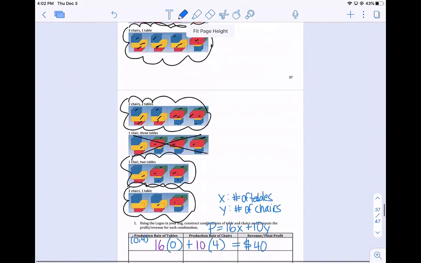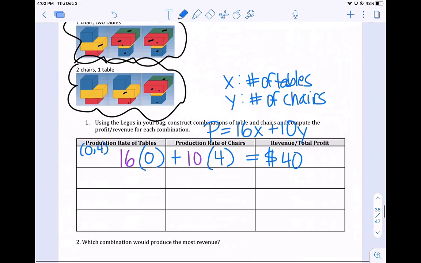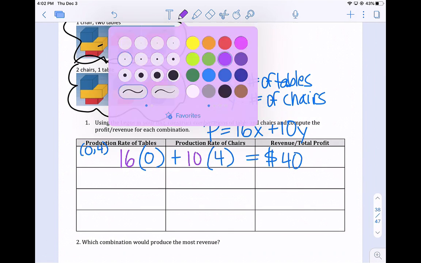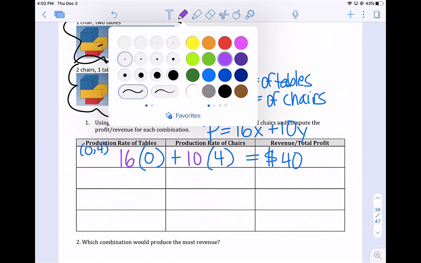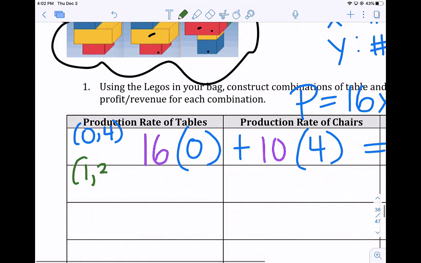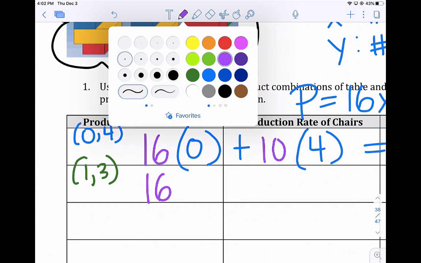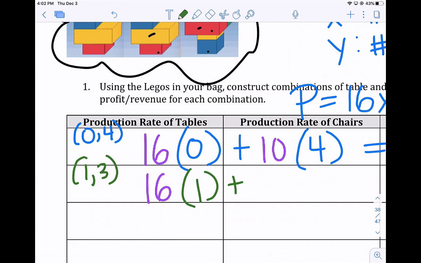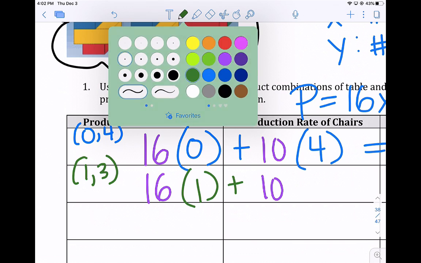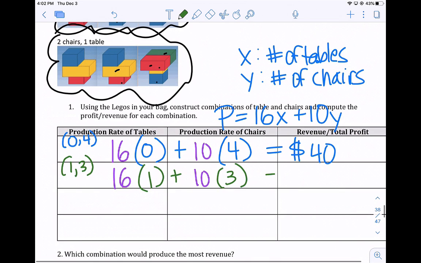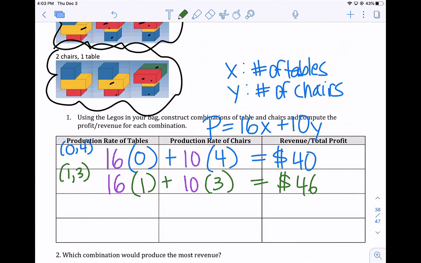3 chairs, 1 table, and I did tables first. So 1, 3 is the coordinate that I'm looking at. Okay, so let's check. 1 table, 3 chairs. We're going to plug into that same profit equation. It's $16 for every table plus $10 for every chair. So that's 16 plus 30, which is $46. Our profit went up a little bit. It went up by $6 if we make 1 table and 3 chairs.